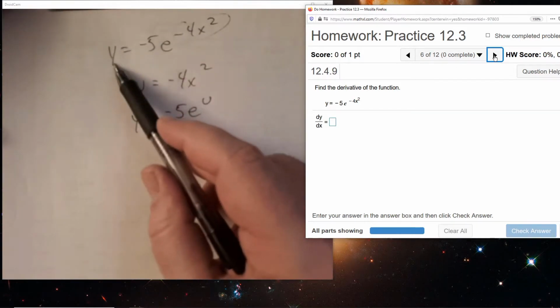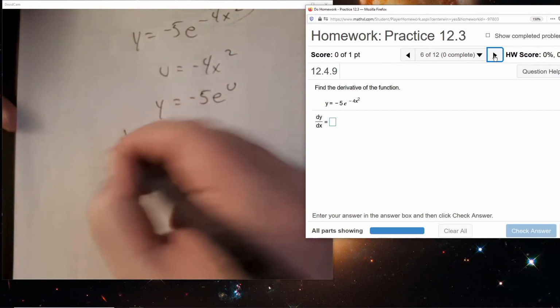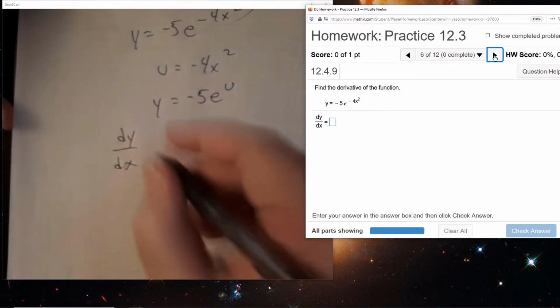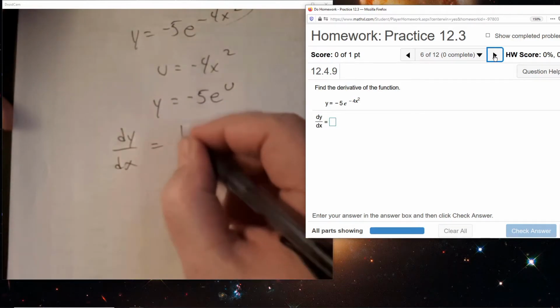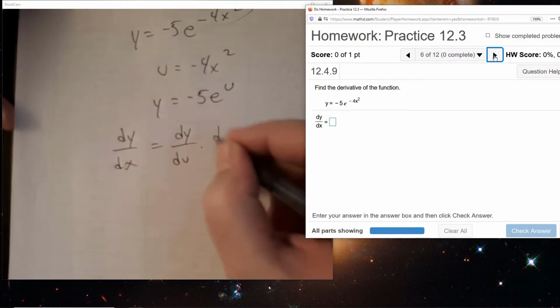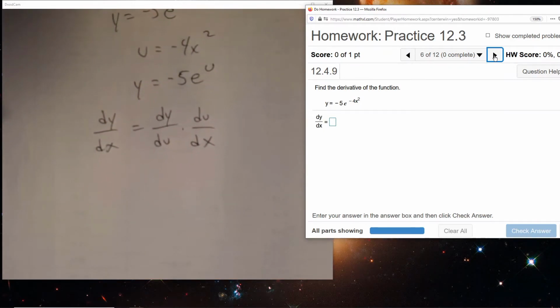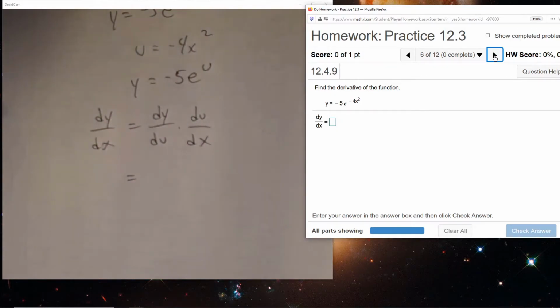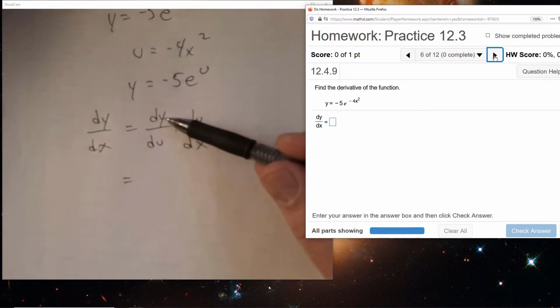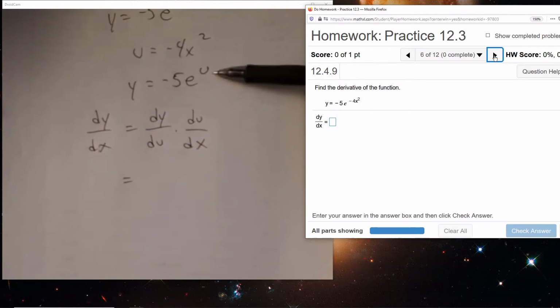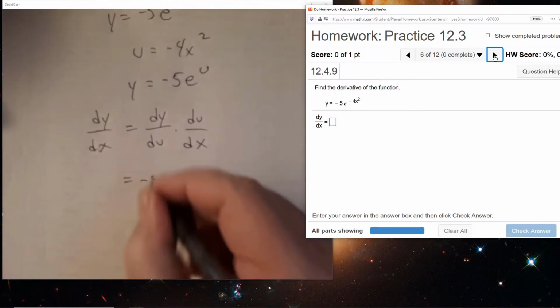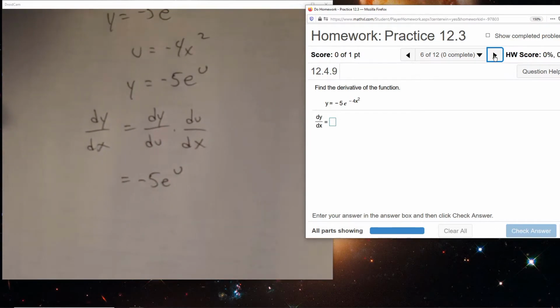Again, notice our letters here are y and x. The derivative is dy dx. And then the chain rule says this derivative also equals this expression. And so we'll plug in those pieces. The derivative of y. Here's y. It's right here. We'll take the derivative. The derivative of e is itself. And then we multiply by the derivative of u. Well, here is u. This derivative is minus 8x.